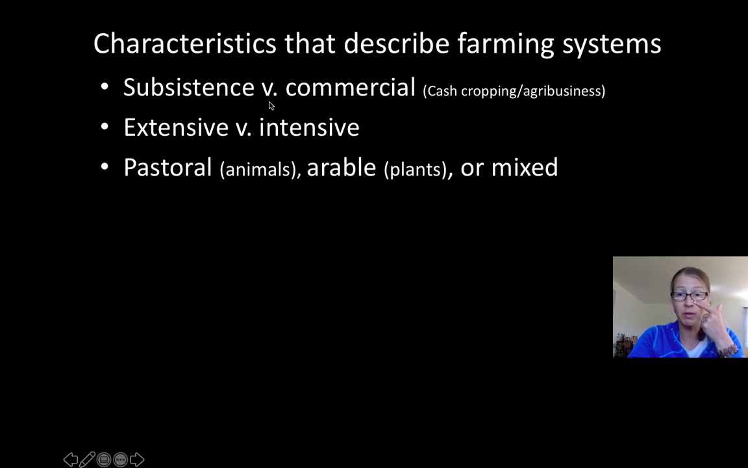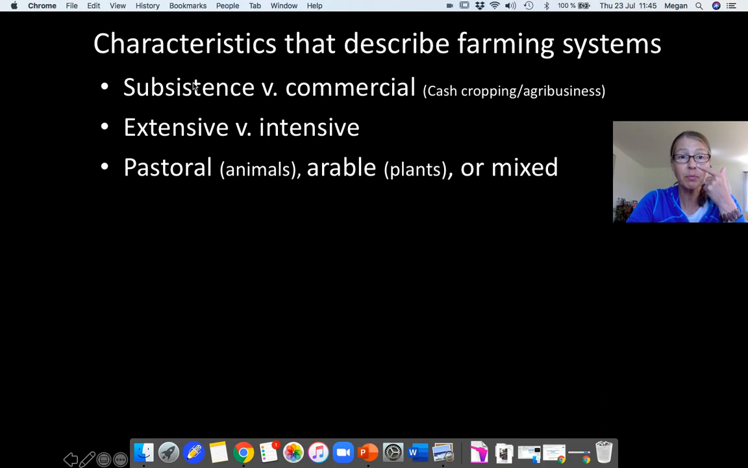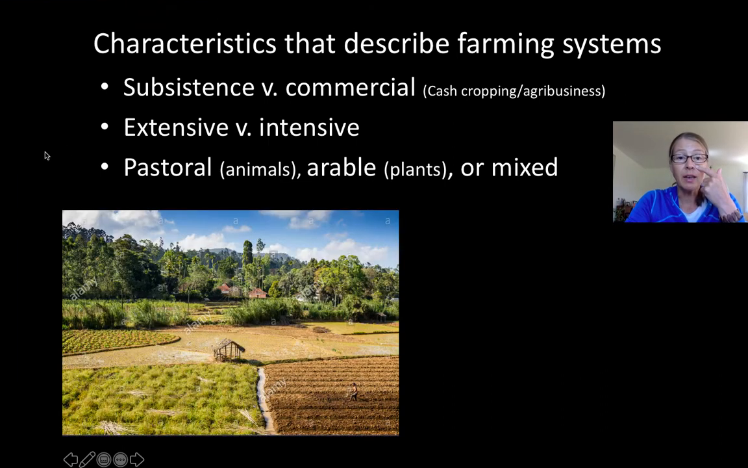What subsistence farming means is that the family grows enough food to feed itself, or it could be a few families together growing enough food, and that farm is specifically there to provide sustenance for the family that's growing it.